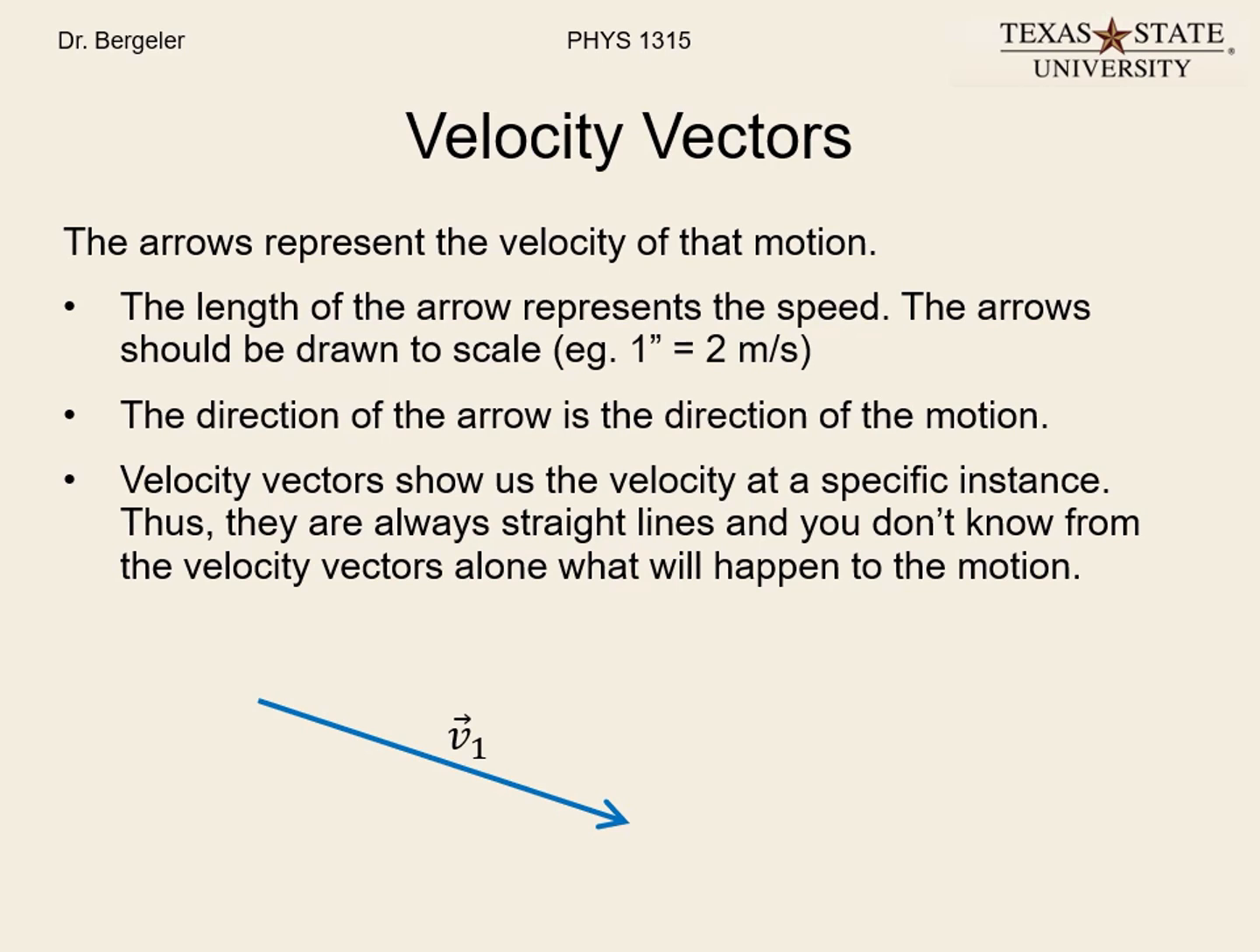If we use the scale that 1 inch represents 2 meters per second, then at the length of 4 inch, the motion moves at 8 meters per second. The direction is close to southeast. The other velocity vector is shorter. The velocity of that motion is 4 meters per second towards south.